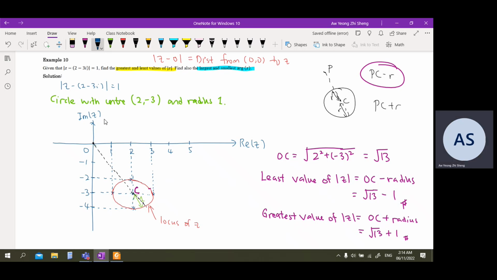This diagram becomes part of your working. So later when I label the angles alpha and beta on my diagram, the examiner will be able to see what my alpha and beta mean.